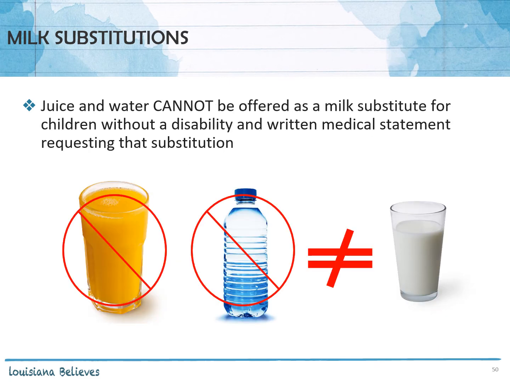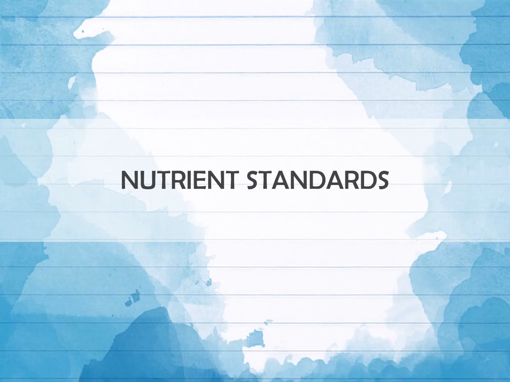A frequent finding on administrative reviews or technical assistance visits is the service of water or juice as a milk replacement where children do not have a medical statement on file. Juice and water cannot be offered as milk substitutes for non-disabled children because they do not have the same nutritional value as milk. The next topic we will talk about is nutrient standards.